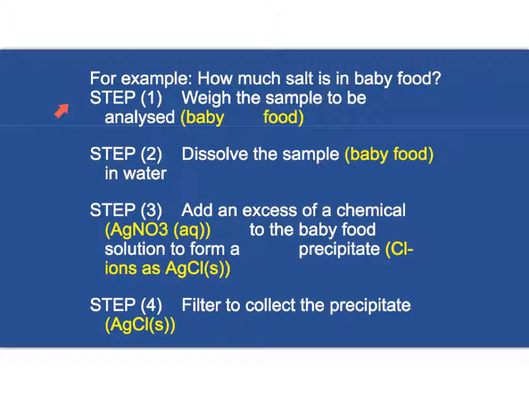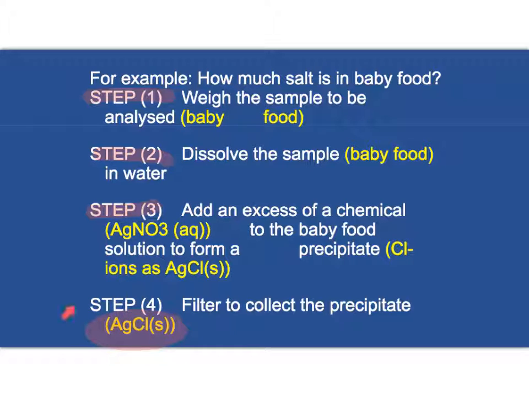So this is basically just talking you through it. So the question was, how much salt is in baby food? So step 1 is we're going to weigh it. We've got to weigh how much we have at the start. Number 2 is we're going to dissolve it. Number 3 is we add an excess of the extra chemical, which in this case would be silver nitrate, to the baby food, and so we have our NaCl and also our AgNO3. And then what happens is that we collect this product here.